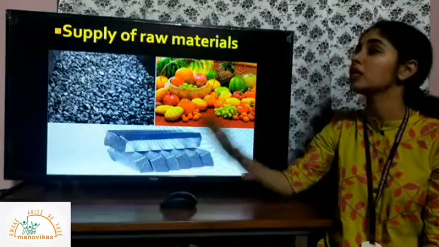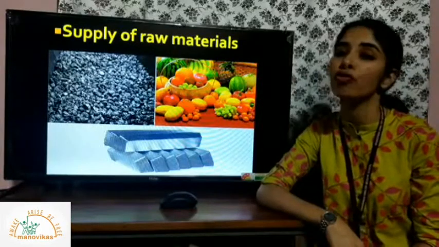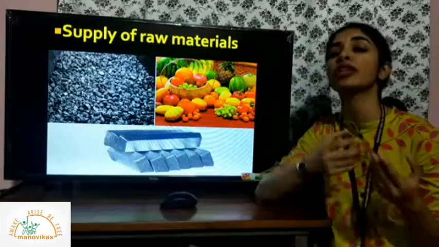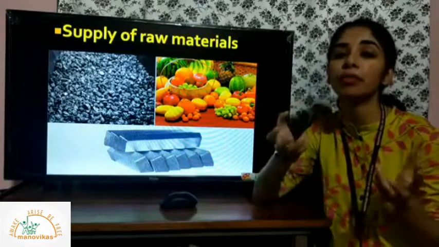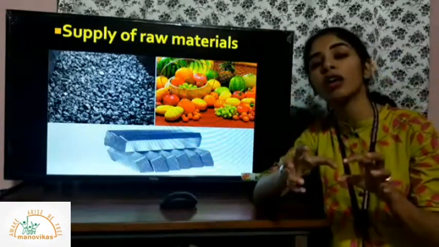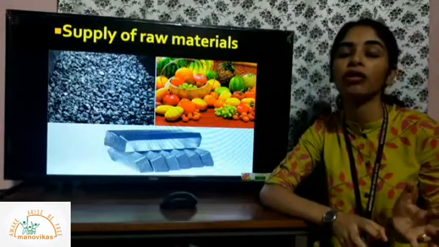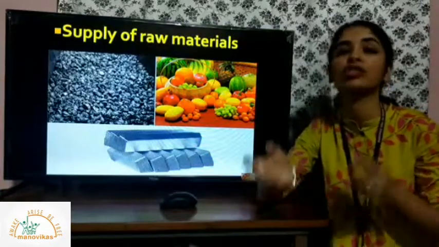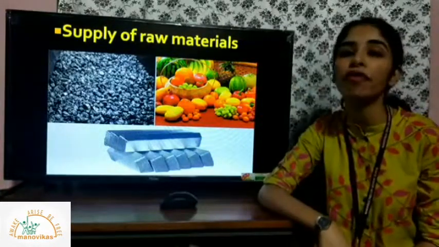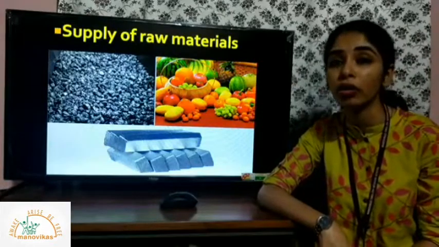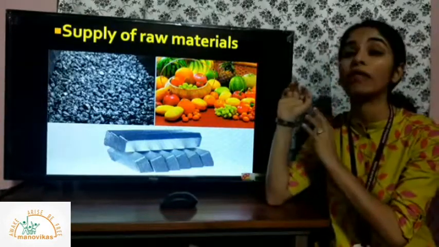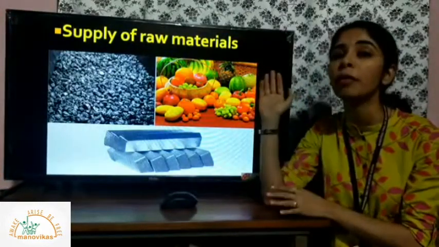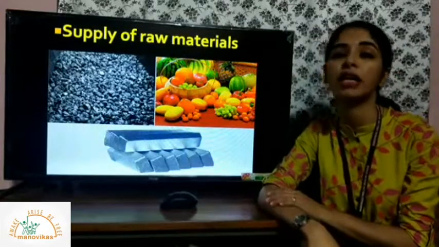Then secondly, supply of a huge amount of raw material. Secondary industries or manufacturing industries that produce something new need some raw material to make a product, right? Without the raw material, how would the processing occur? Obviously, for that, large scale supply of raw materials is required. I can't emphasize enough on this point. This point is very much fundamental for the location of an industry.